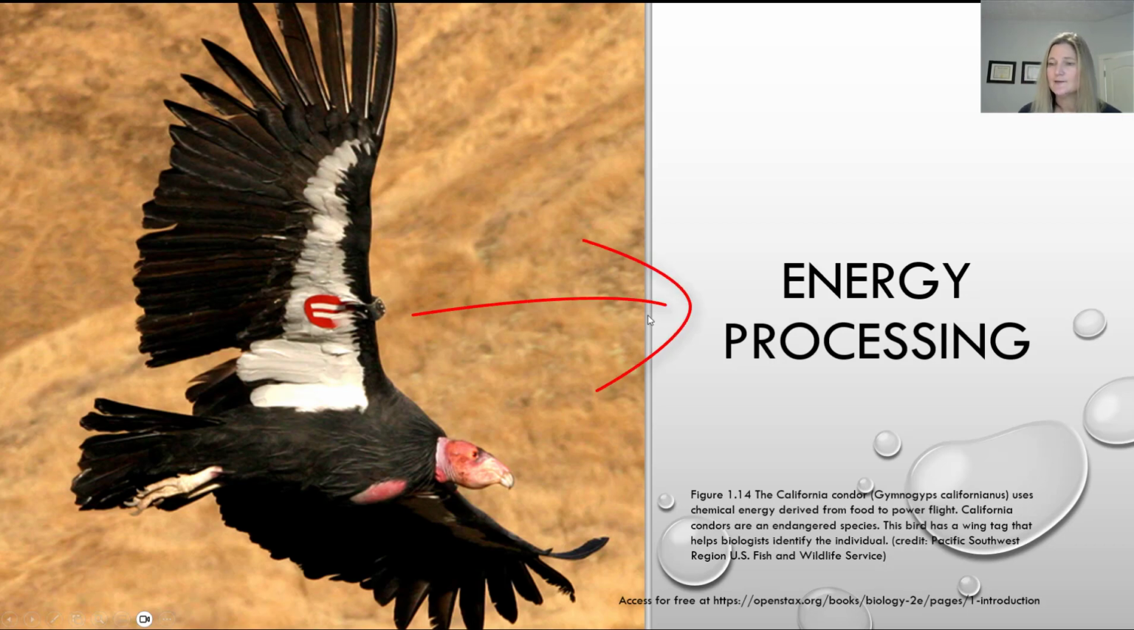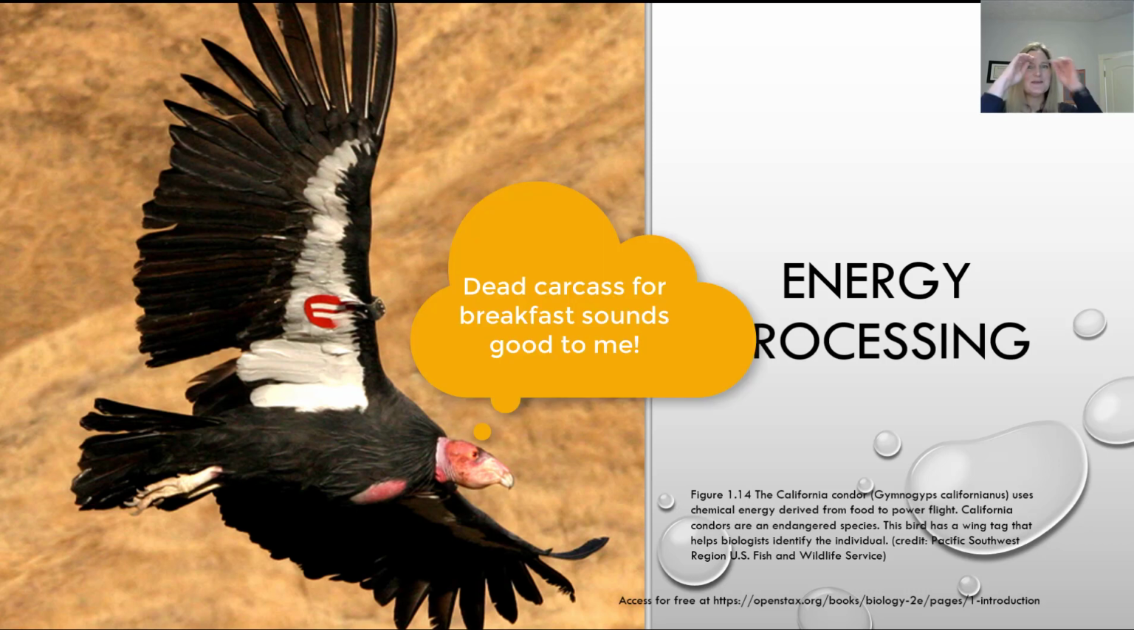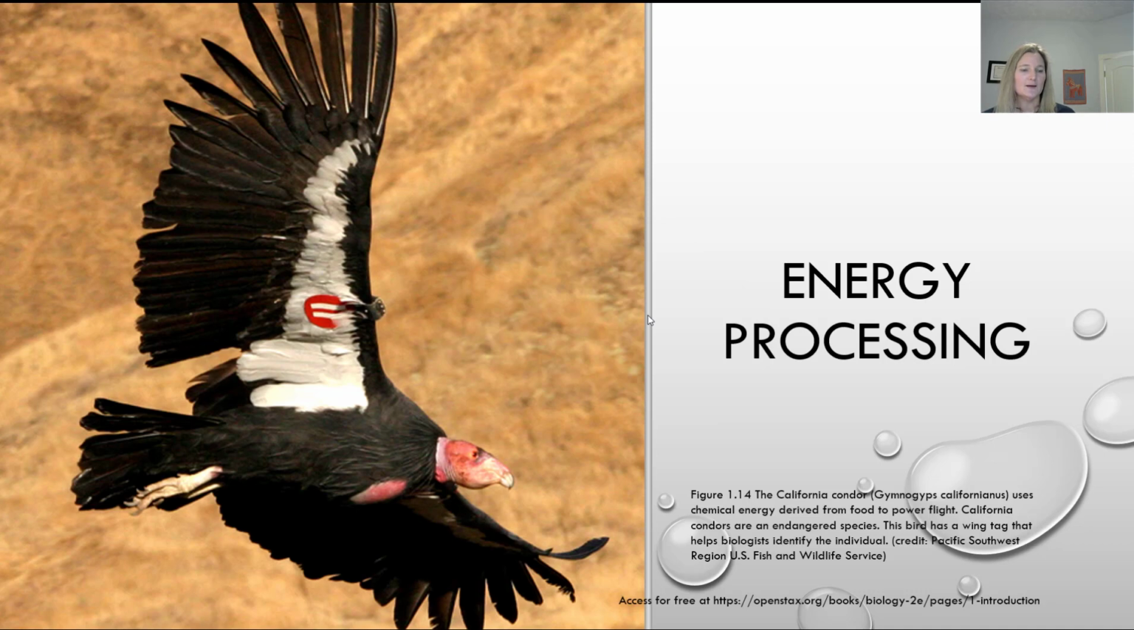Energy processing is another example of a property of life. Energy processing is basically taking one form of energy and converting it to another form. So for example, think about how you obtain energy. Well, we have to think back to what we ate, because that's going to help us get the energy. We obtain our energy through our food sources. So whatever we ate for breakfast is going to get broken down in our digestive system.